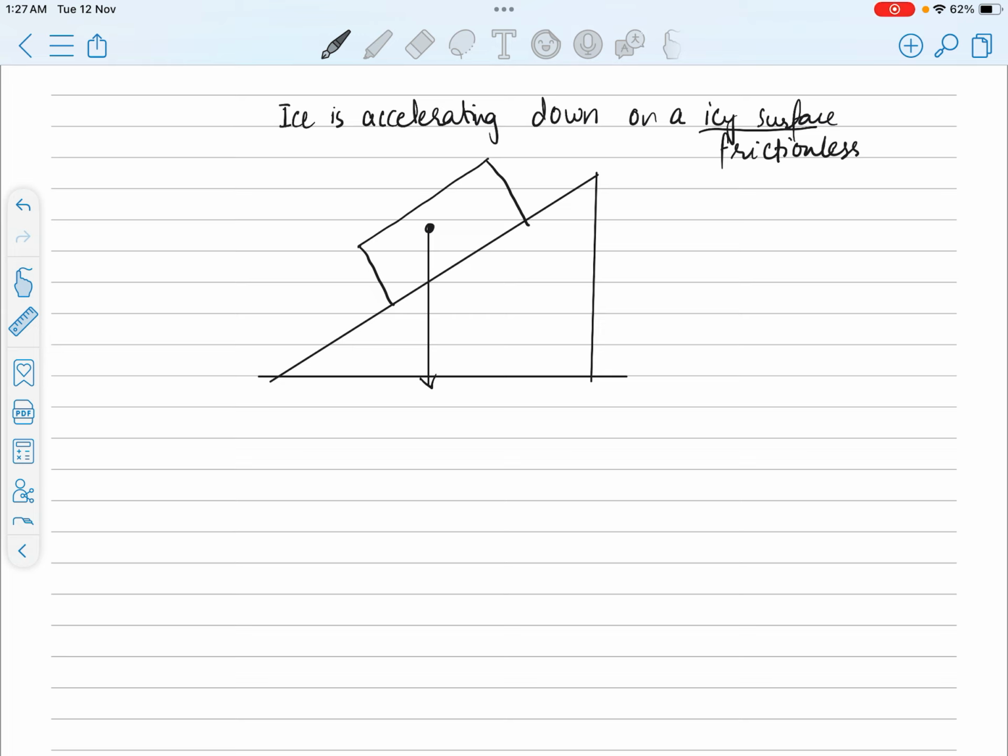First of all, we know that this is theta, this is 90. So first of all, this is mg. We will resolve this vector mg into two components. This angle is theta, this is mg cos theta, and this is mg sine theta.